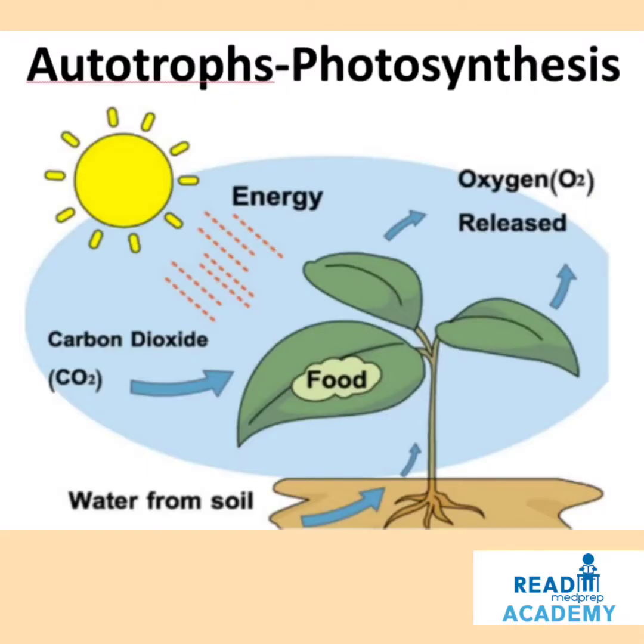Autotrophs form starch, which is the food material, by the process called photosynthesis, where sun energy is absorbed by the leaves, carbon dioxide is utilized from the atmosphere, and water is absorbed from the soil. The leaves prepare the food in the form of starch and store it with the help of chlorophyll.